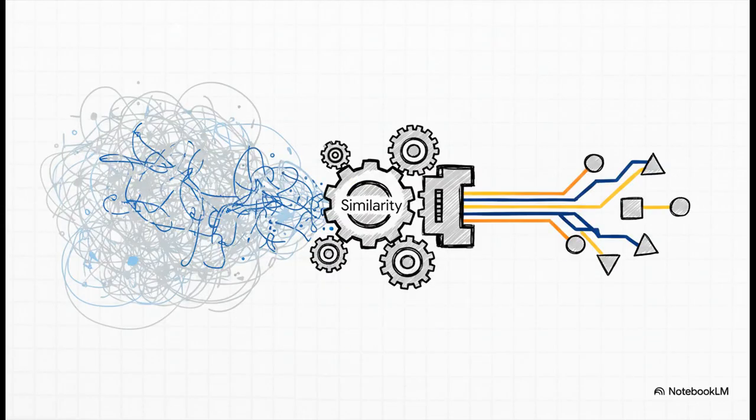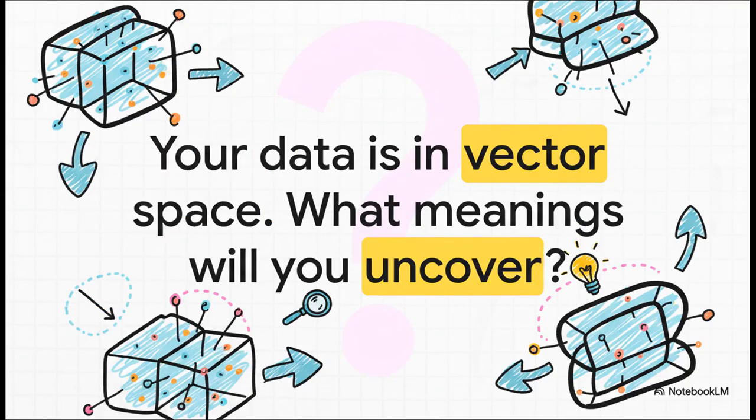At the end of the day, that's what we've really been talking about this whole time, this idea of similarity. Picking the right way to measure it, applying it correctly, that is the fundamental engine that drives all of modern information retrieval. It's how we find the signal in all the noise. And that leaves us with this final question. Now that you've got the tools to measure meaning, what are you going to build? With all your data sitting there in this rich, complex vector space, the potential to uncover new connections, new insights, it's really limitless. So what meanings are just waiting there for you to find?